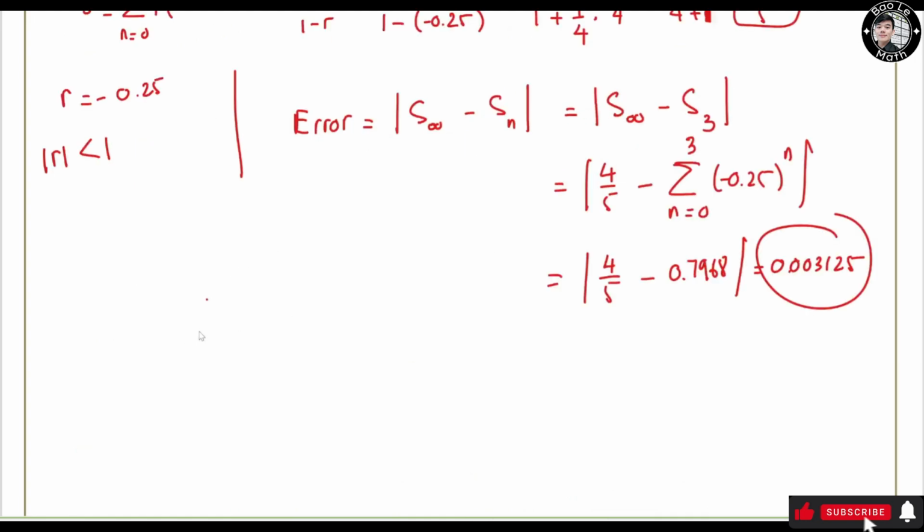Now we're going to compare this number right here with this guy right here. And we see that 0.003125 is less than 0.0039, right?